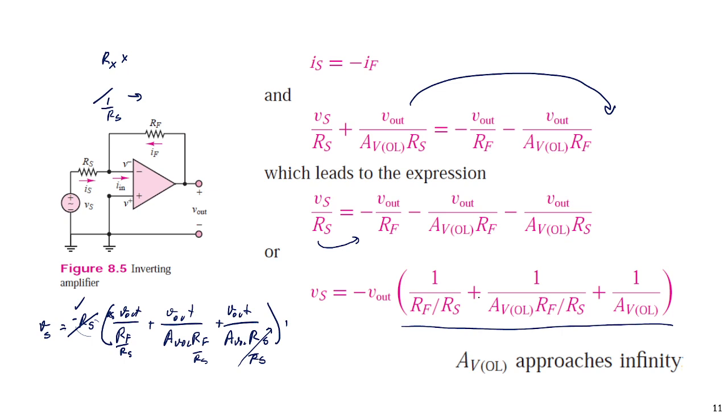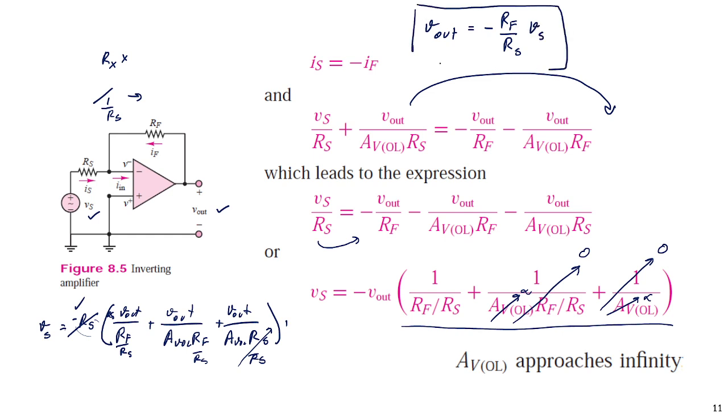So if we consider the open loop gain is very large, this term is going to 0, this term going to 0, so we get the relation of V out and VS: V out is minus RF by RS times VS. Okay.